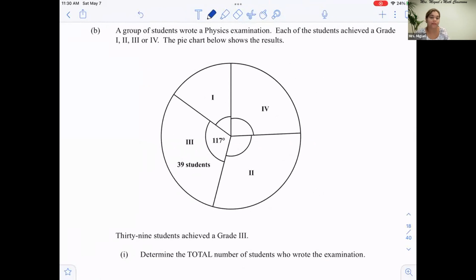A group of students wrote a physics examination. Each of the students achieved a grade 1, a grade 2, a grade 3, or a 4. The pie chart below shows the results. 39 students achieved a grade 3. So let us underline that. Determine the total number of students who wrote the examination.